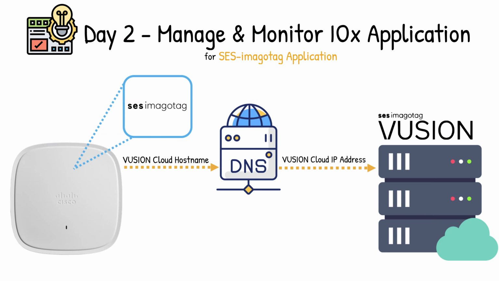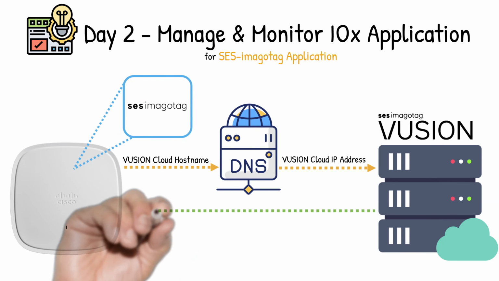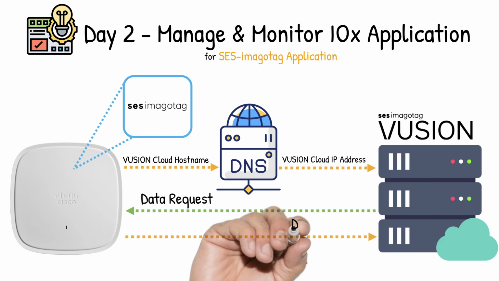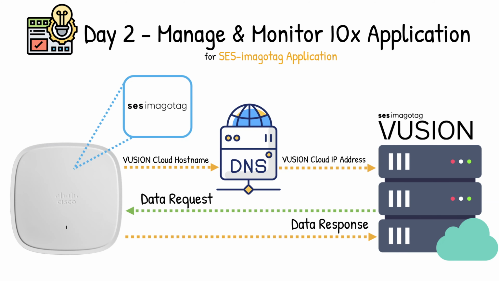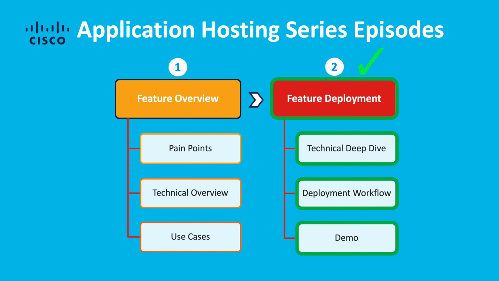After the application discovers Fusion Cloud, it'll automatically show up on the server's UI, where further communication can be managed and monitored. With that being said, this concludes episode 2 and the last episode of the Internet of Things powered by Cisco's application hosting on the Catalyst Access Point series.